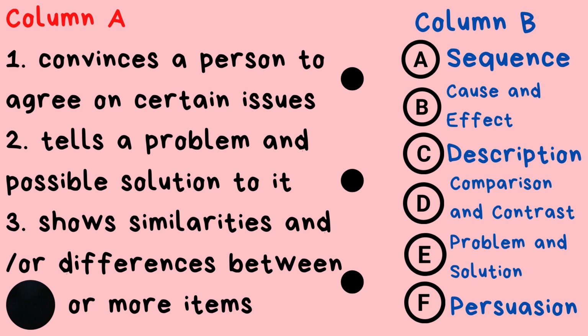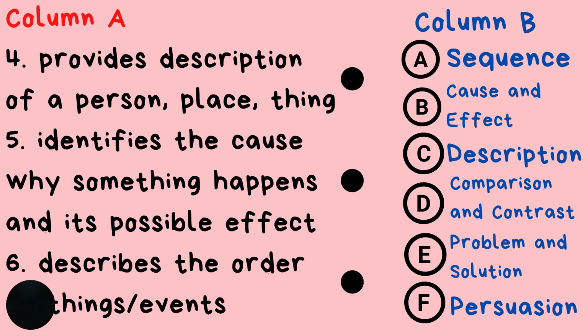A. Sequence. B. Cause and effect. C. Description. D. Comparison and contrast. E. Problem and solution. F. Persuasion. Number 2. Tells a problem and possible solution to it. Number 3. Shows similarities and/or differences between two or more items. Number 4. Provides description of a person, place, or thing. Number 5. Identifies the cause why something happens and its possible effect. And number 6. Describes the order of things or events.